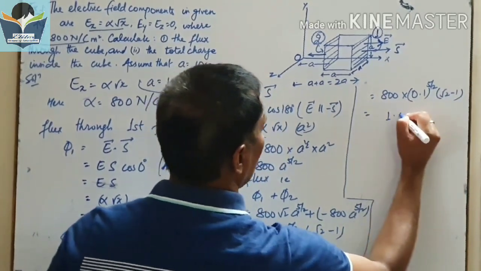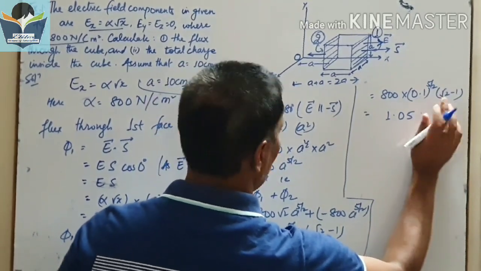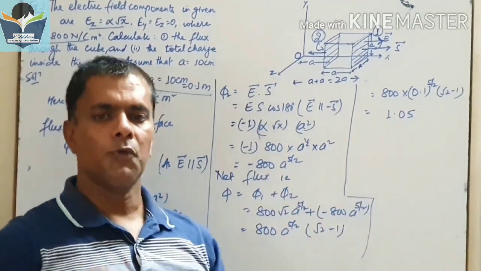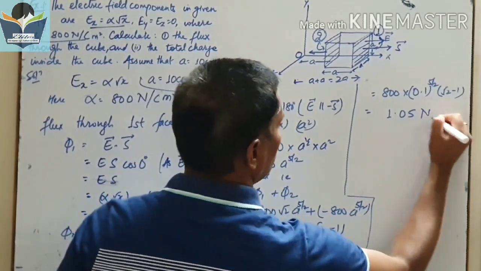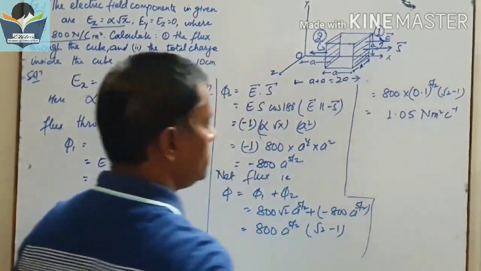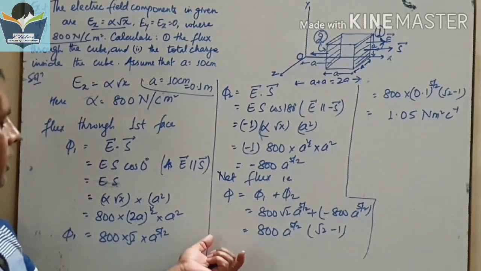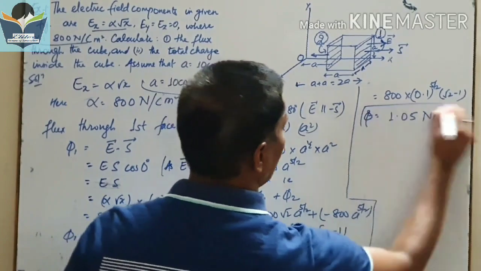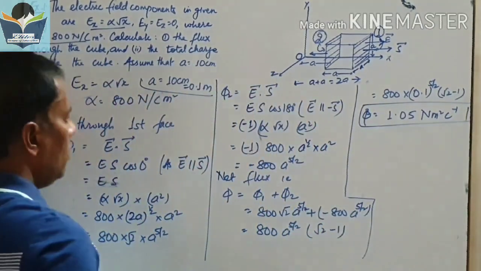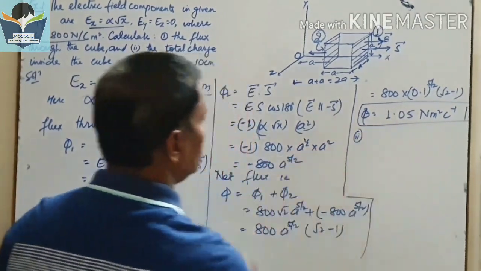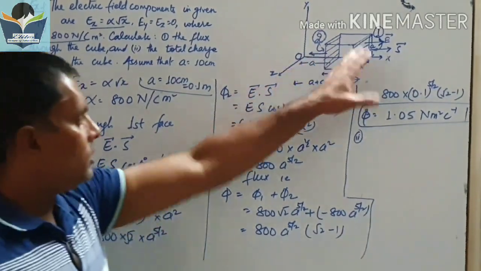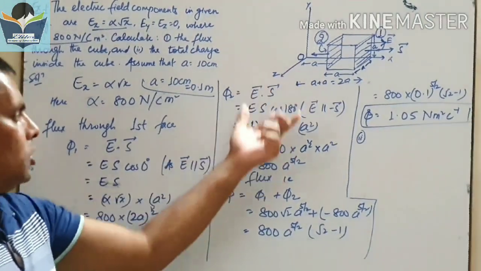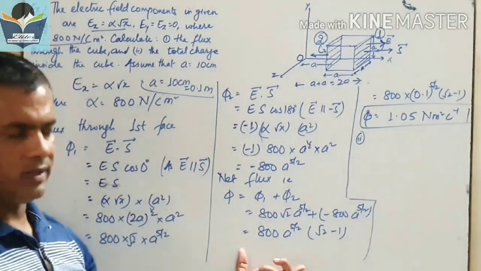We solve it to get the value 1.05. The flux is 1.05. The unit of the flux is Newton meter square per Coulomb. So this is the total flux through the surface, that is, phi. Now this was the first part of the question. On this side we got the positive flux, on this side the negative flux, so the total flux is equal to their difference.